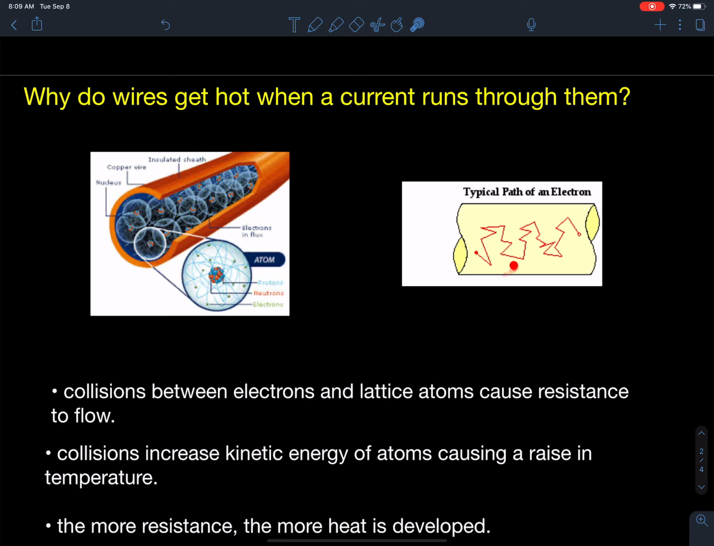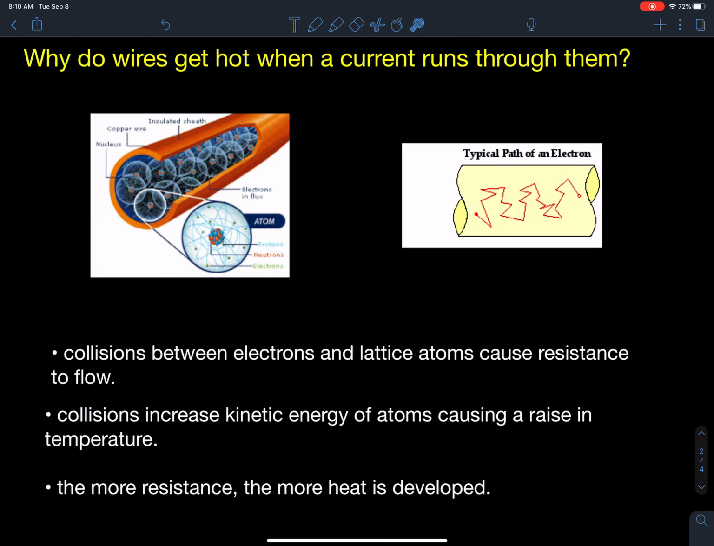The more resistance, the more they're bumping around. The more they bump around, the more kinetic energy these atoms get. And if I increase the kinetic energy of those atoms, I'm going to cause a rise in temperature. So the more bumping around, the more resistance I have, the slower that current is going to go through, and the more collisions I'm going to get with those atoms, which cause them to move around, causing a rise in temperature. So that would explain why wires get hot when currents are flowing through them.